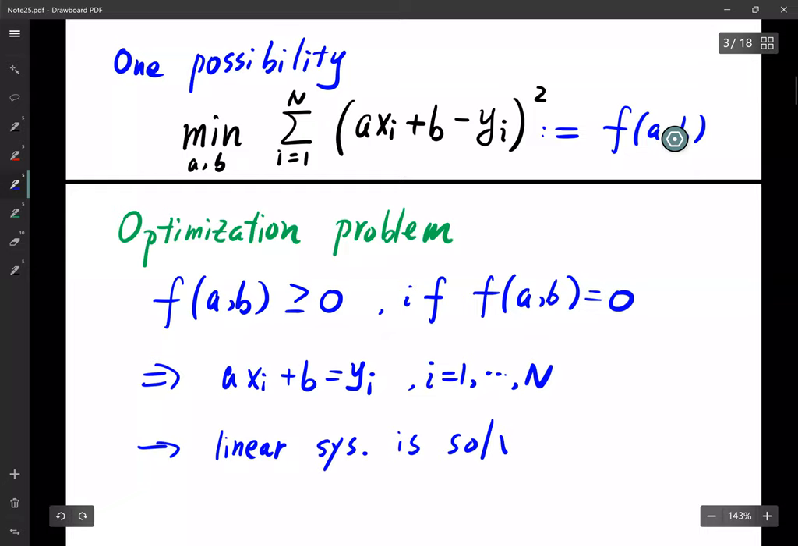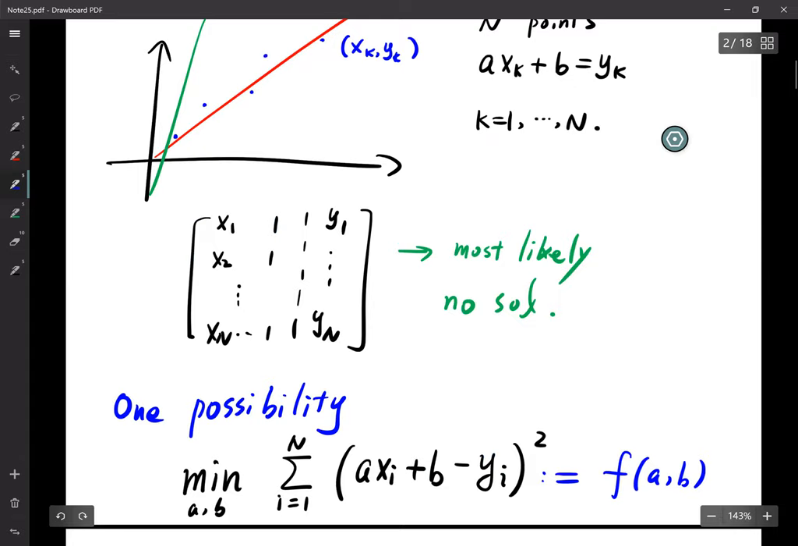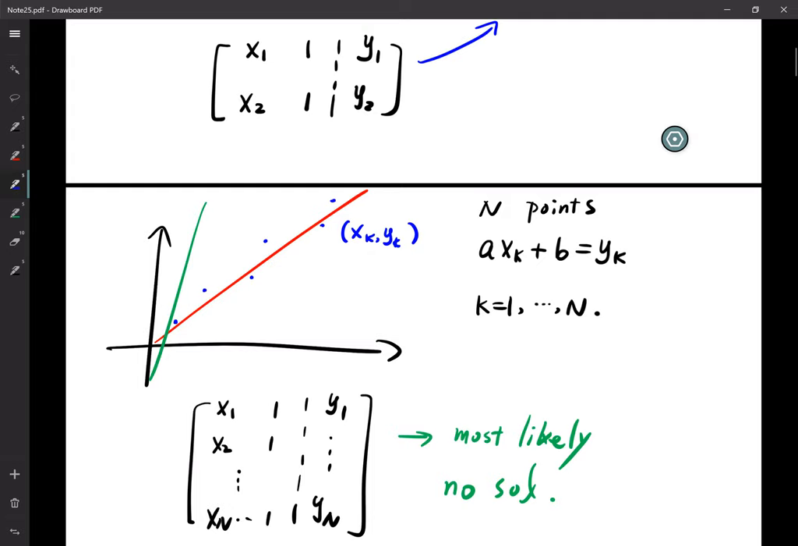In the case that this linear system is not solvable, then we want to find the AB, which is a line, so that the difference between all the data points and the line is actually as small as possible. From this perspective, we can see that this red line indeed makes much more sense than the green line. So let me see.